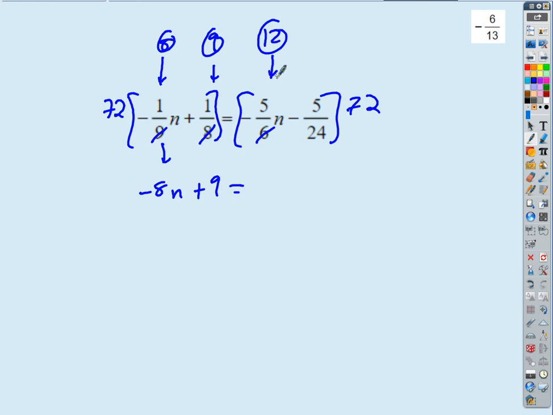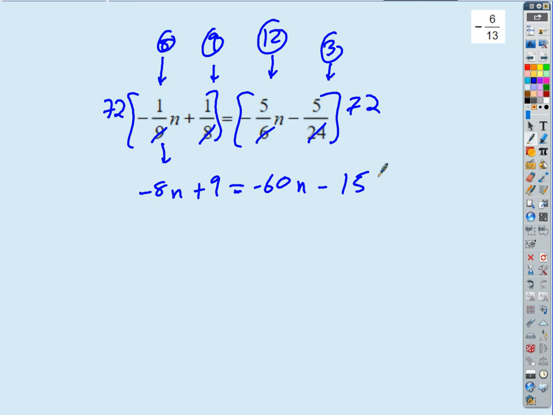So 12 times negative 5 is, good, negative 60, and I've got an n there, don't I? And then 72 over 24, 3 times negative 5, negative 15. There you go. And from there, it's not that big a deal, right? Push the n's. Oh, which way do we push the n's?